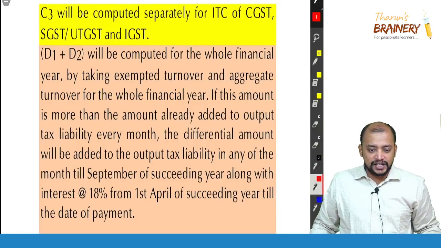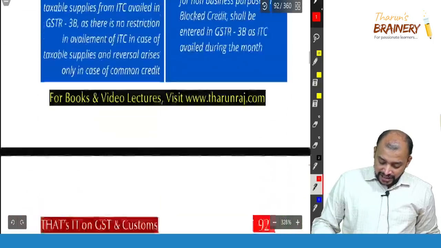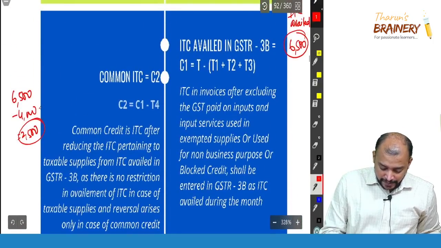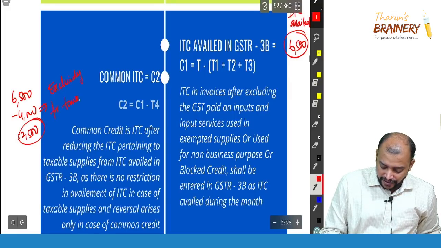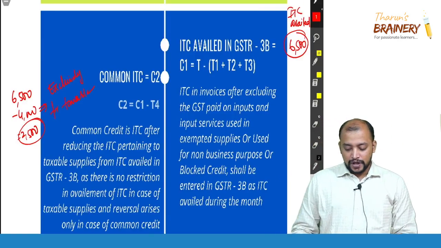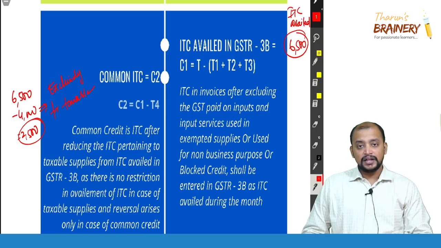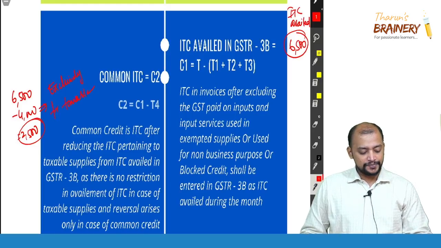What was the 4,000 amount deducted, sir? The 4,000 deducted is exclusively for taxable. Whatever ITC is exclusively for taxable supplies is 4,000. Any doubt here?